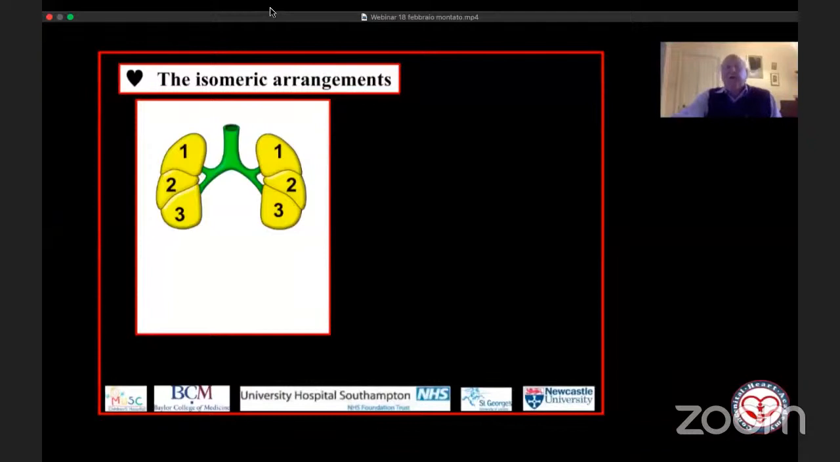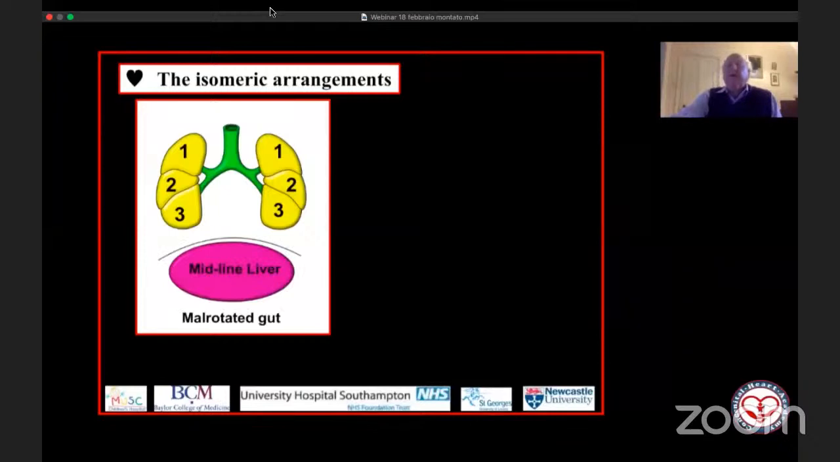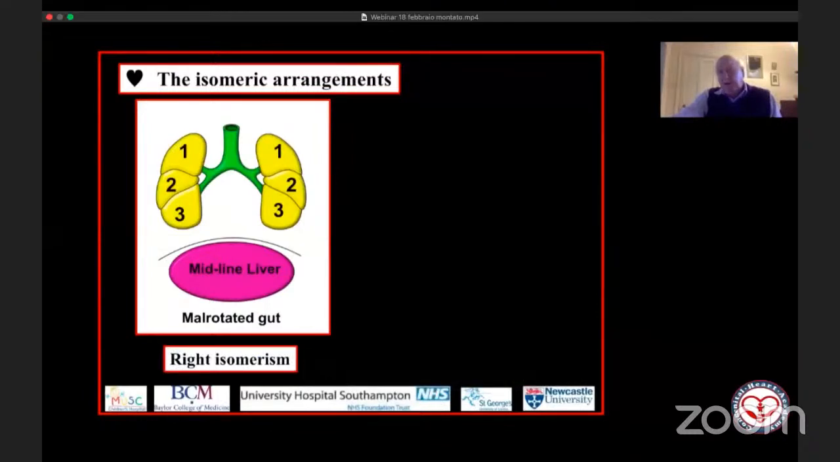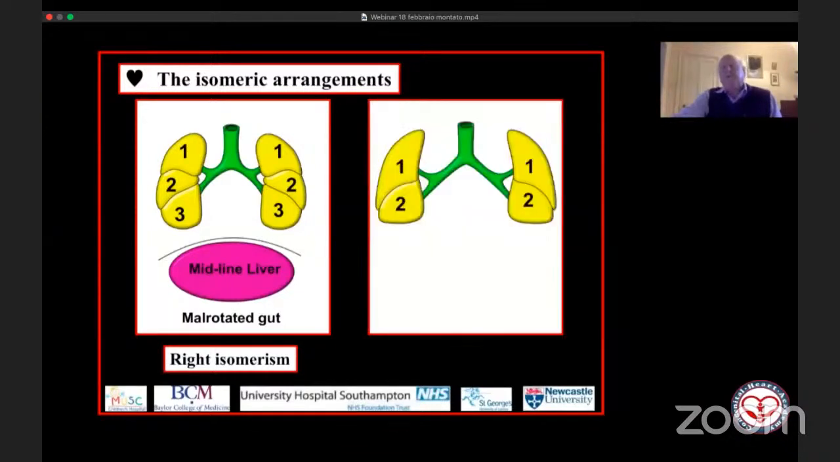So in half of the subset, we find two trilobed lungs with two short bronchuses, telling us that this is right isomerism, typically with a midline liver, malrotated gut, and in most instances, absence of the spleen. But on the basis of the pectinate muscles within the atrial appendages, we will call this right isomerism.